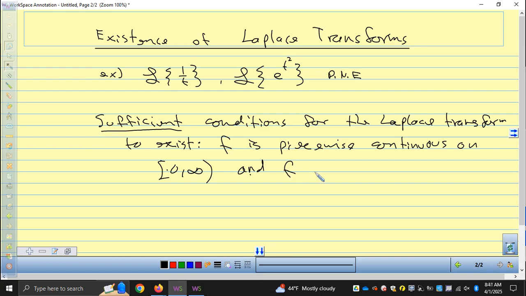And f is of exponential order for t greater than some T. Basically what exponential order means is that f grows more slowly than an exponential function, eventually.